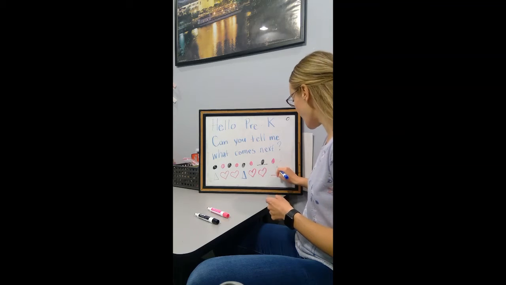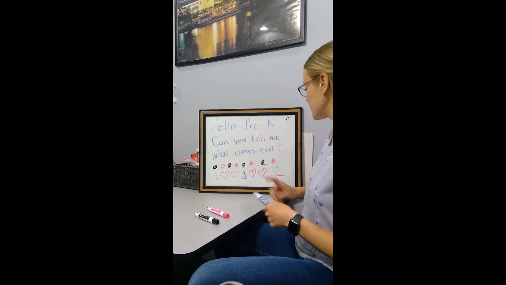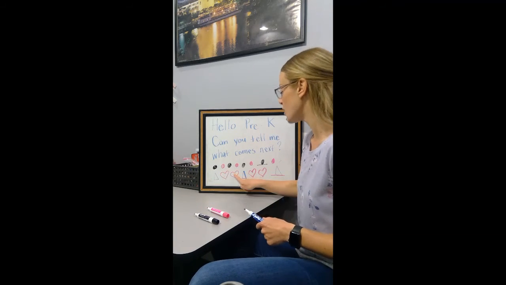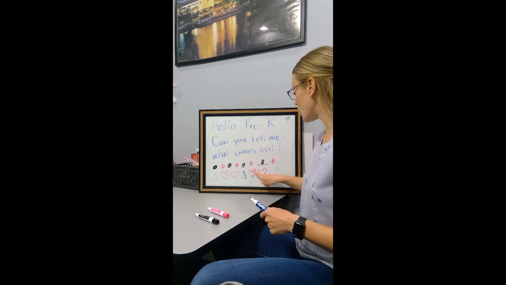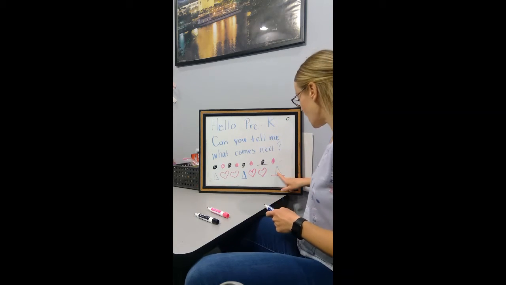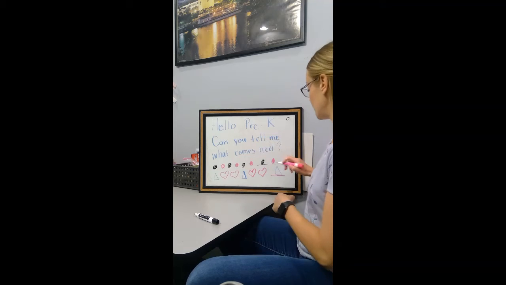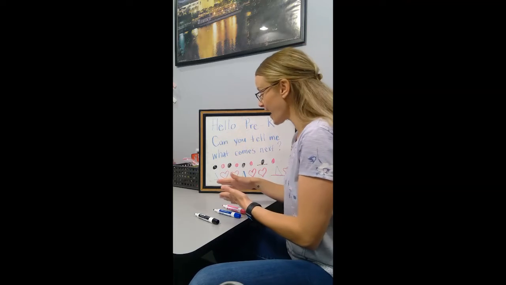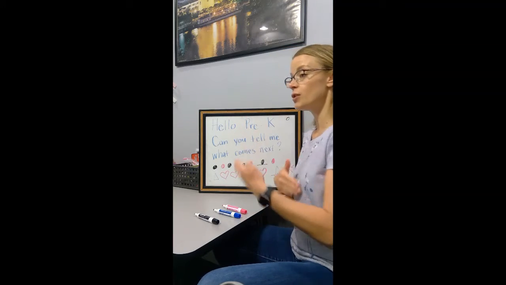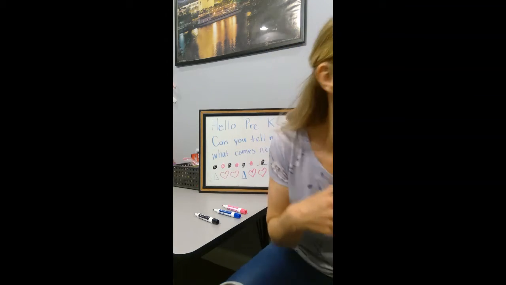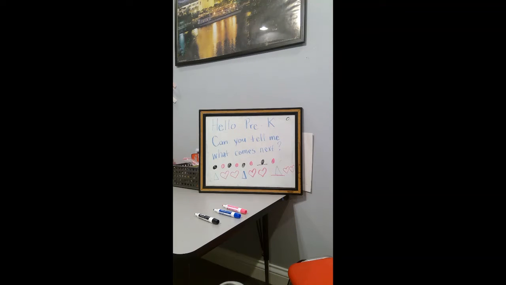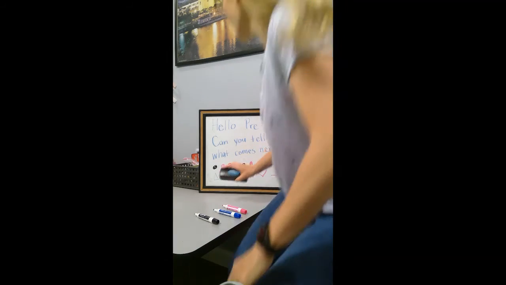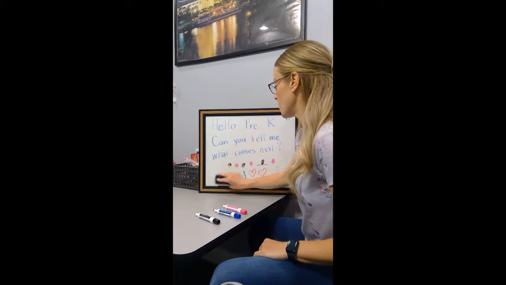Triangle. Yes, triangle comes next. Triangle, heart, heart. Triangle, heart, heart. Triangle. And then we could keep going with heart, heart. Yes, it's very important to go back and read the pattern so that you can tell what comes next. Now I'm going to erase these. That was a little bit of a review for us.